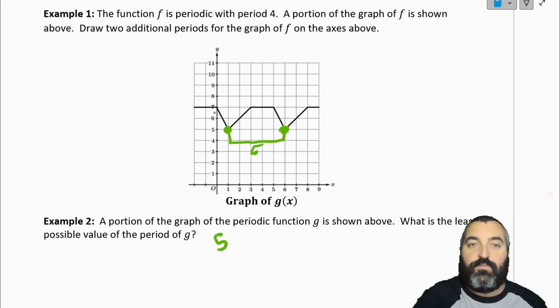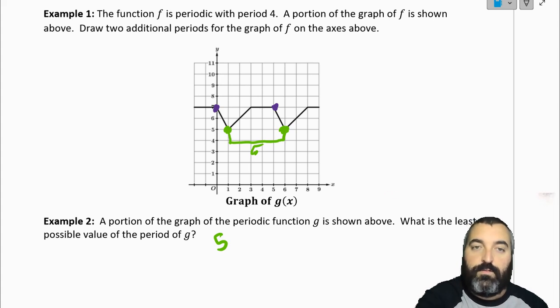And you could technically do this from any point. Like if we had done here, this is the point right before it starts going down. So that would be the corresponding point. And if you count there, 1, 2, 3, 4, 5. It's still the same.